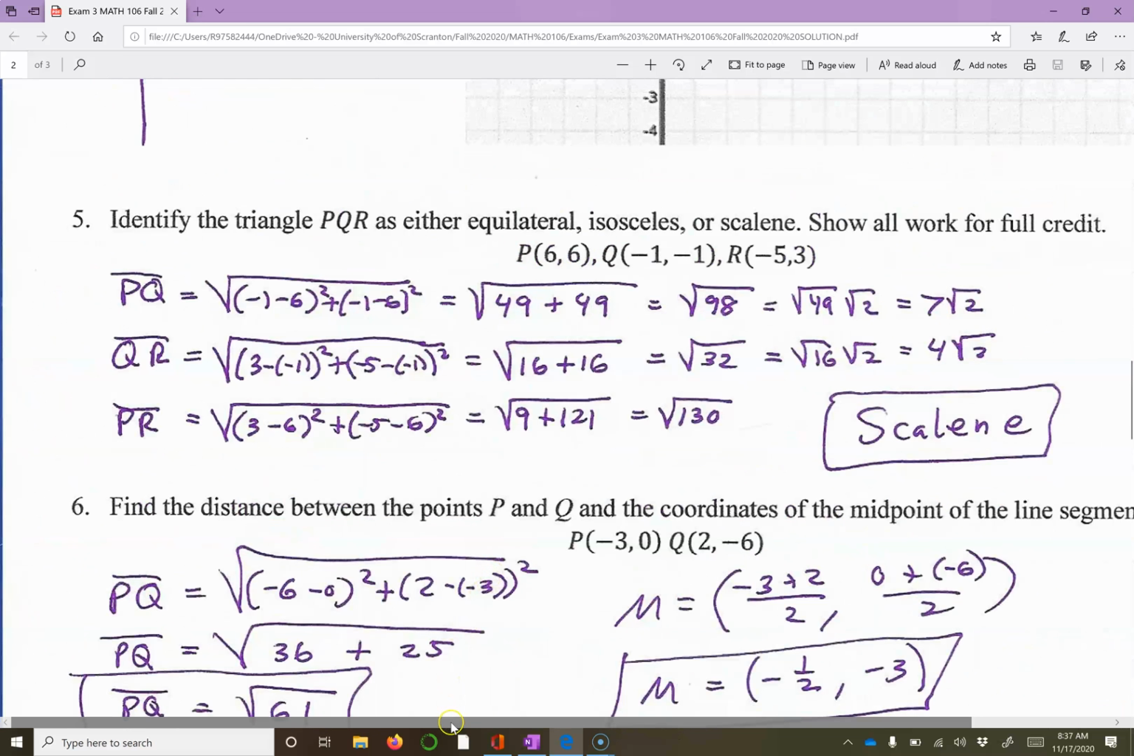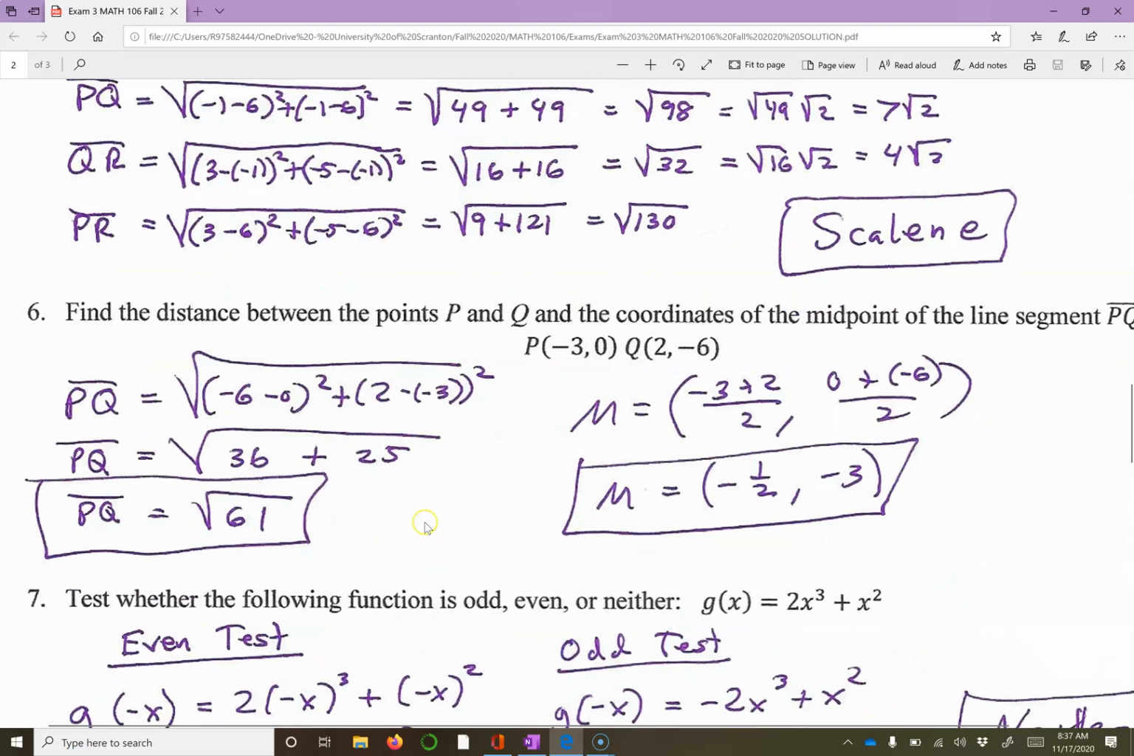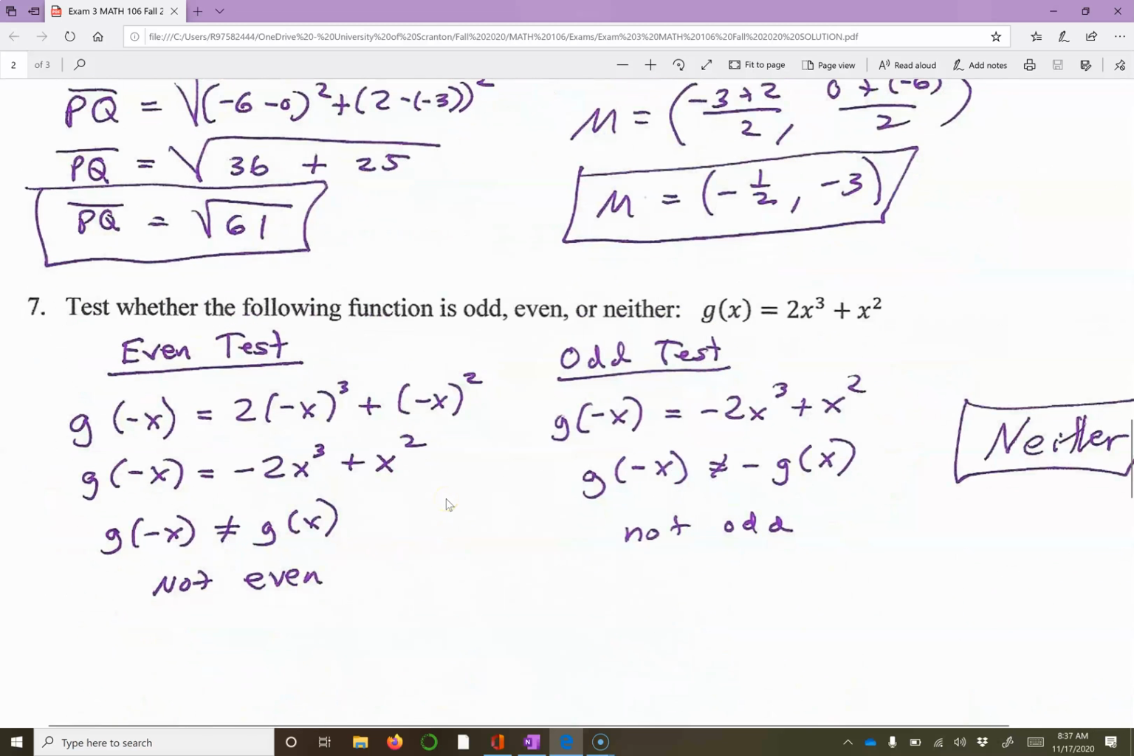And then we had our section 2.1 problems where you're given some coordinates and you want to determine the type of triangle those 3 coordinates create. And this one was scalene because there were no sides that were the same. And then number 6 was a gimme. It was just figure out the distance between those 2 points, and then the midpoint, you're just plugging numbers into a formula.